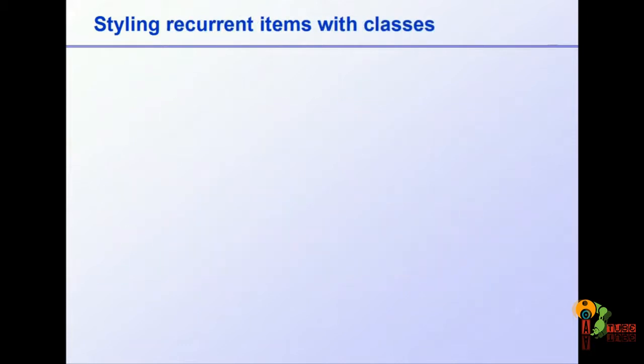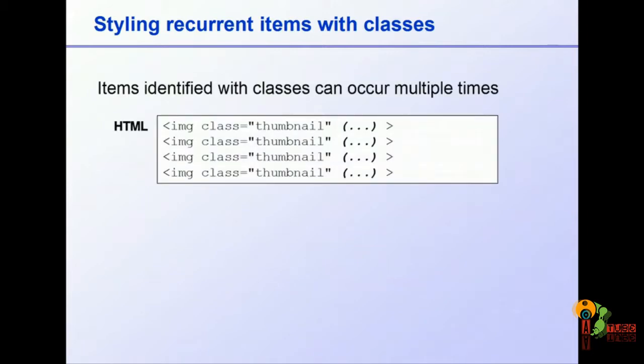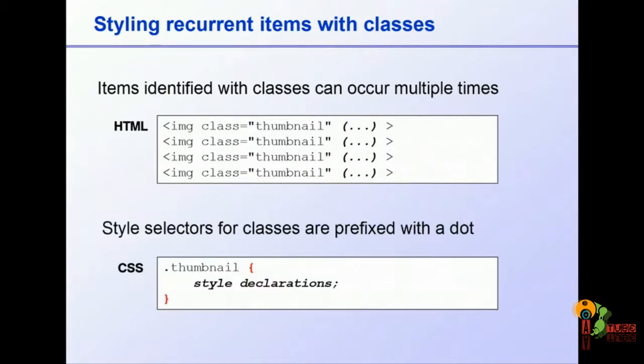To apply the same styling to a set of elements which recur several times on the page, we cannot use IDs, because, as we've seen, they can only occur once. Instead we use classes, with class equals in the HTML. In the CSS, to apply styling to elements identified with a class, we prefix the selector name with a dot. So in this example we would, in one go, apply the same styling to all the images with the class name thumbnail.